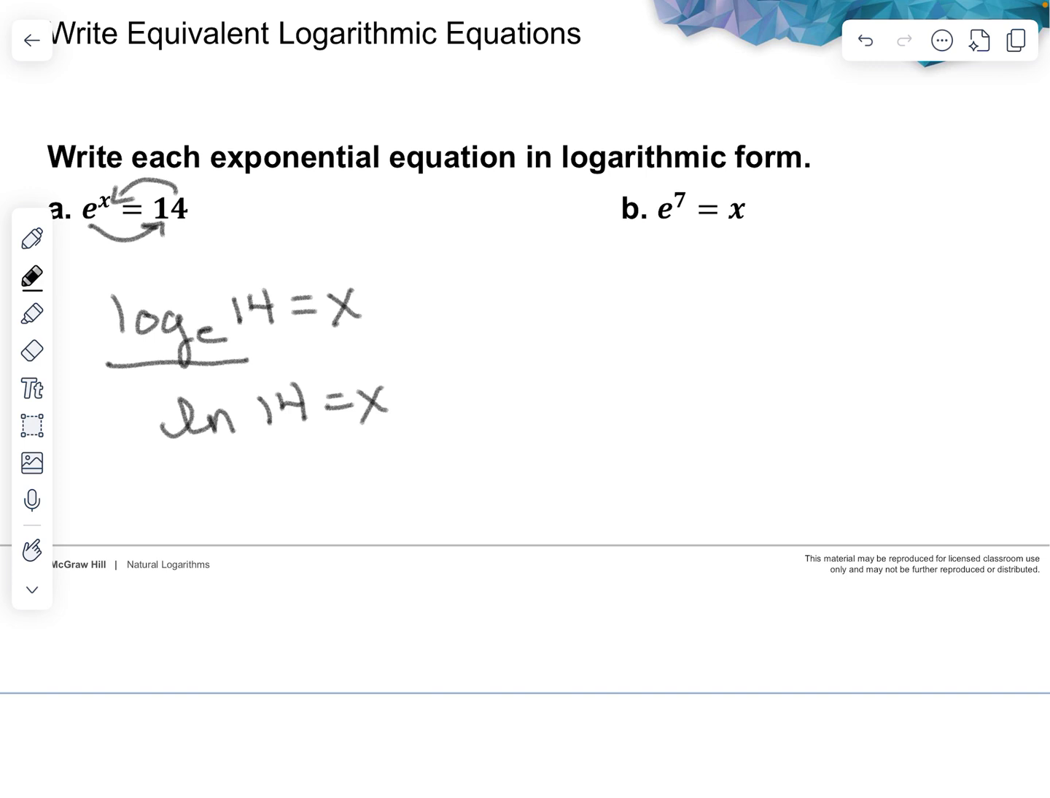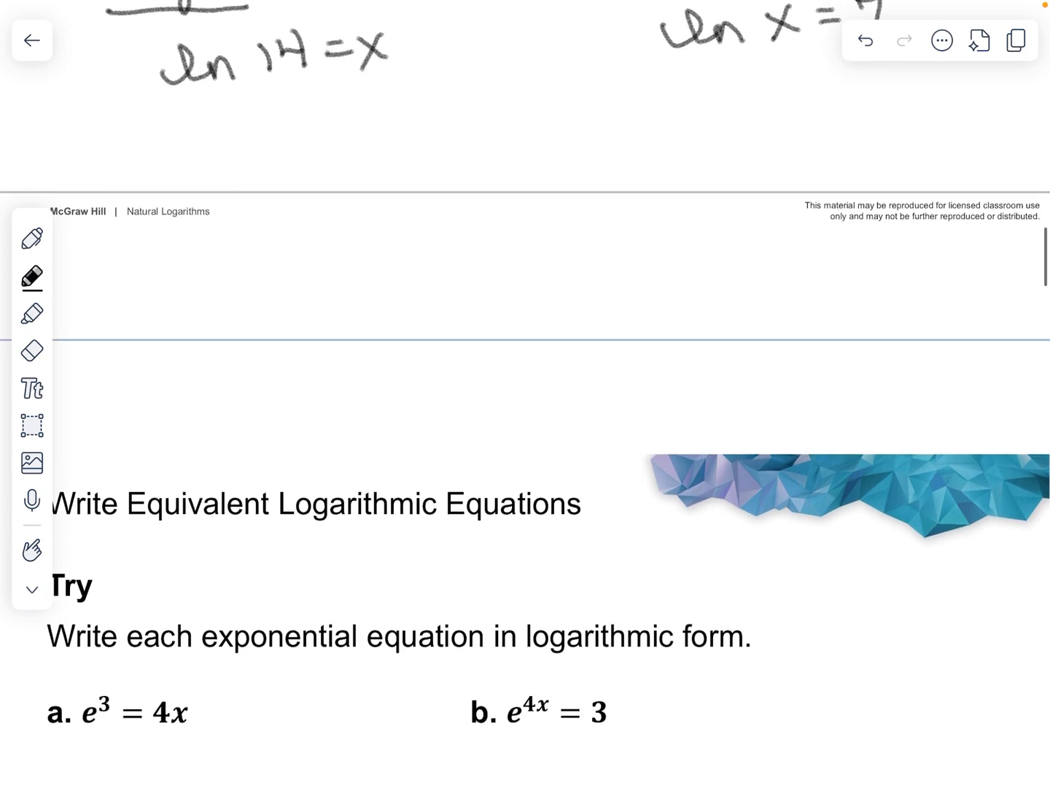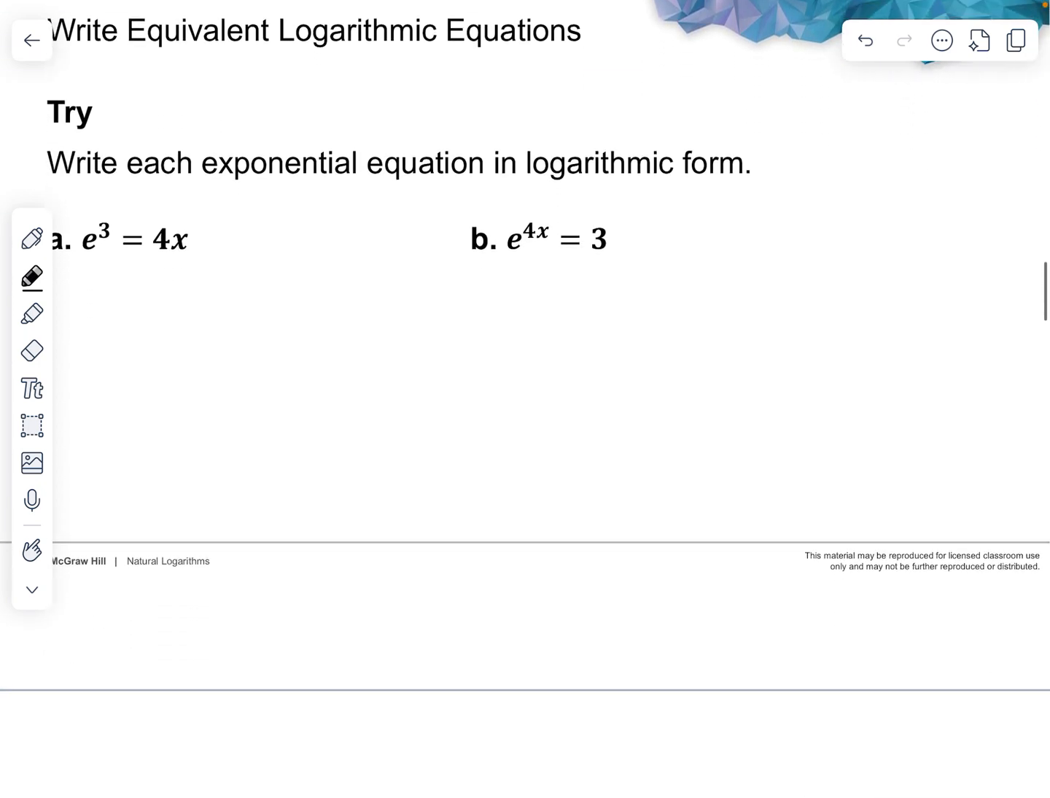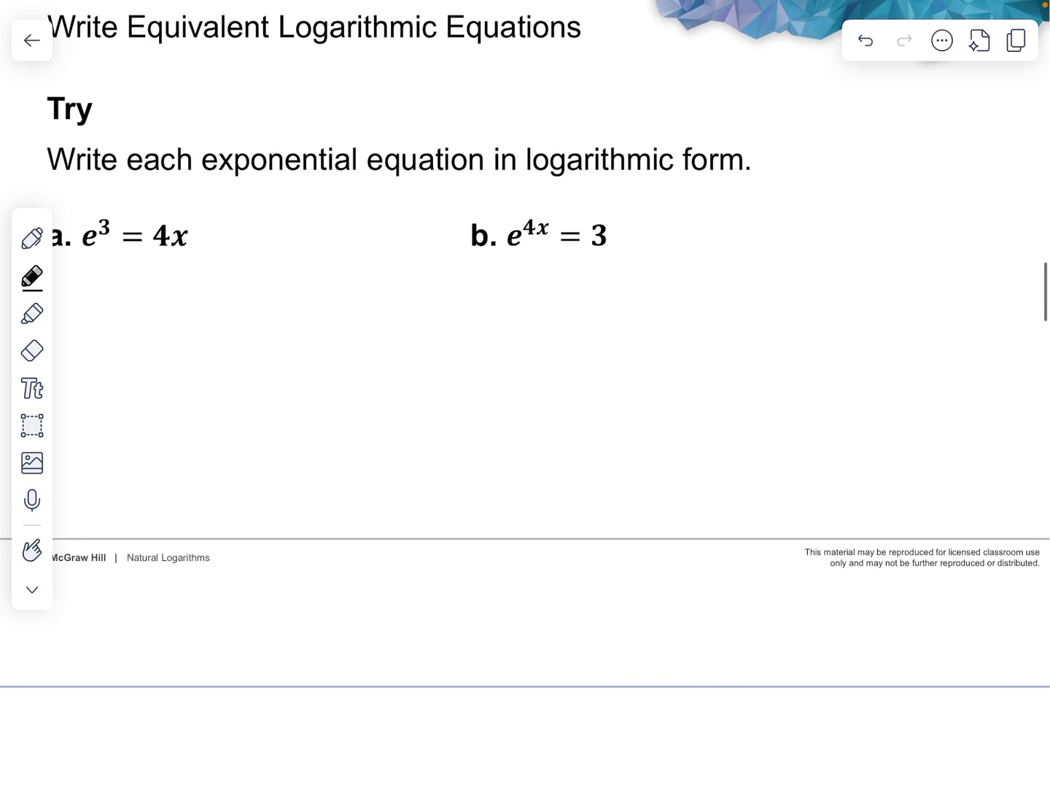Let's try that again. The log base e of x equals 7. And once again, that's the same thing as the natural log of x equals 7. Why don't you try that on these two?